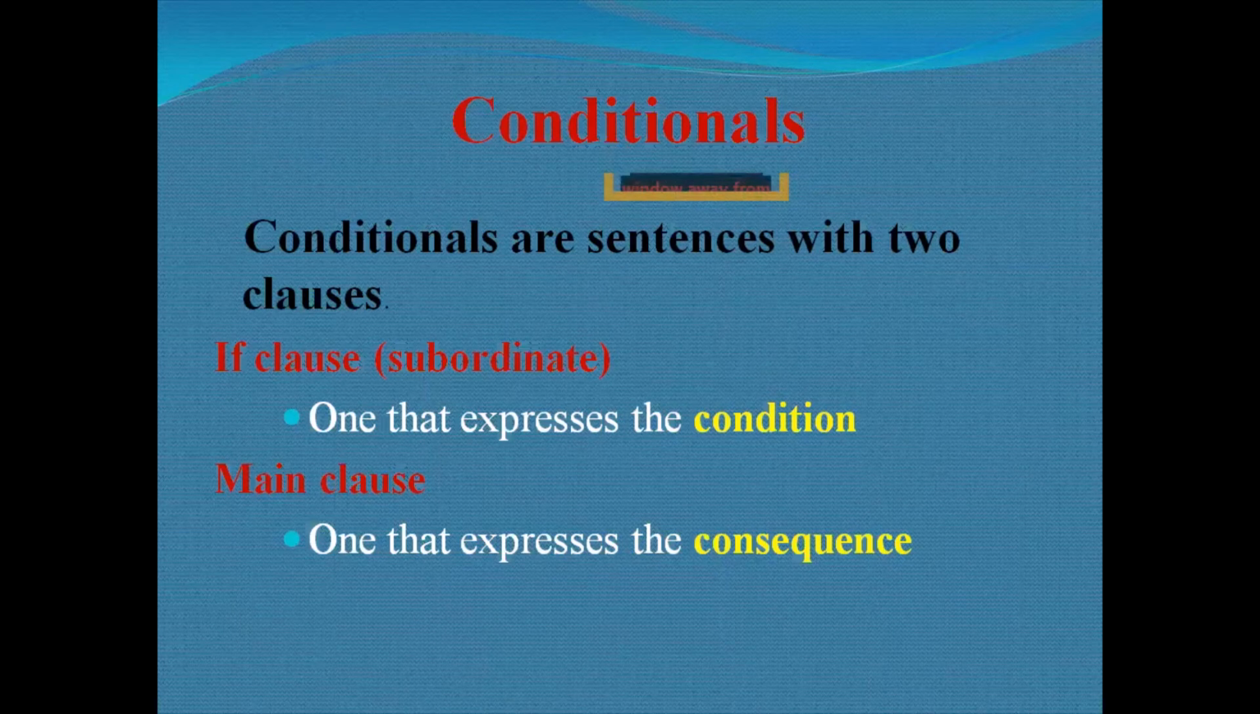Conditionals are sentences with two clauses. In conditional sentences, we have two parts, which we call clauses. The first one is the subordinate clause, one that expresses the condition, and the other one is the main clause, one that expresses the consequences or the results. So the first one is called subordinate and the other one is called main clause. Main clause expresses the results or the consequences if the condition expressed in the subordinate clause gets fulfilled.